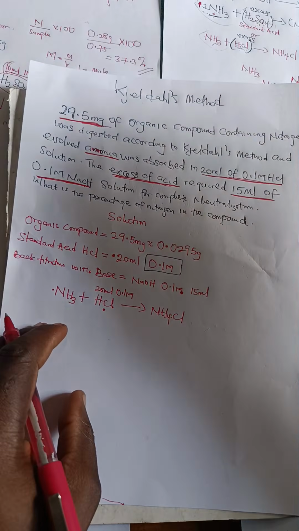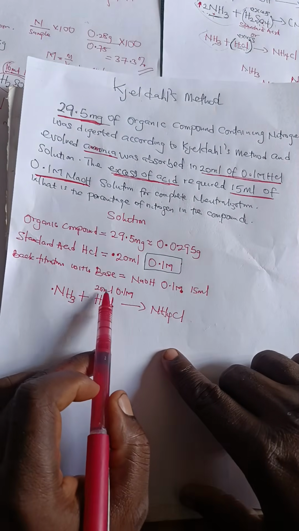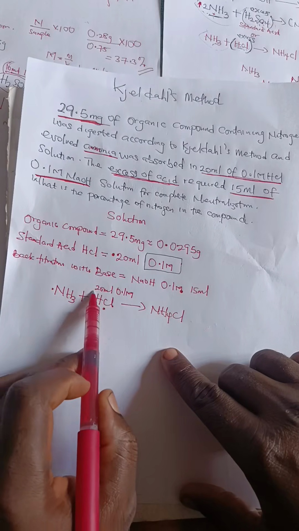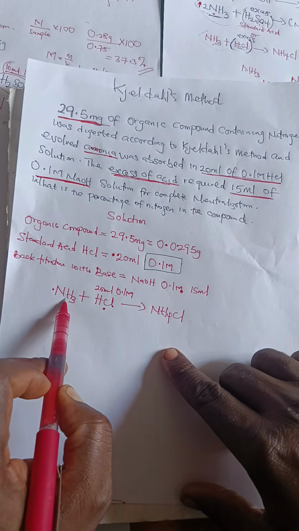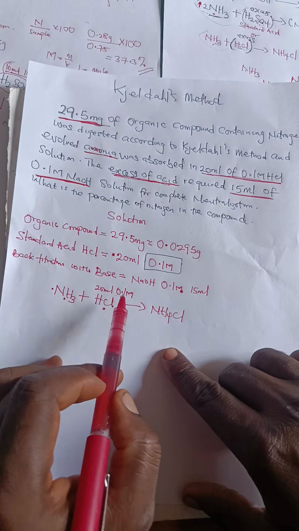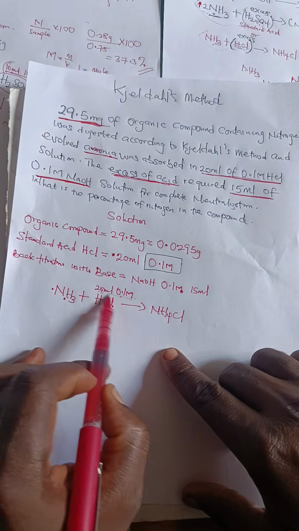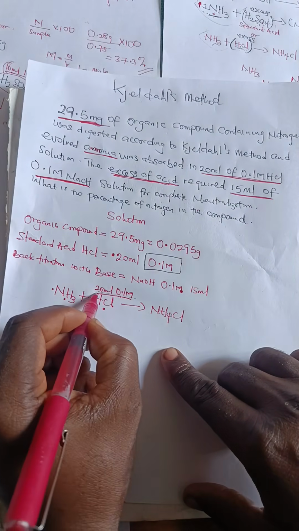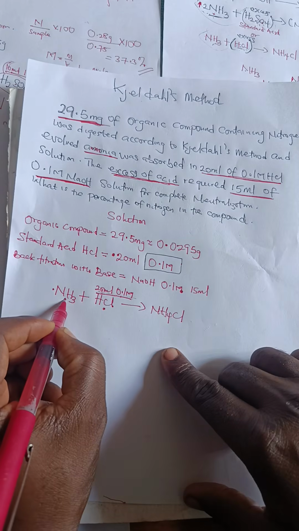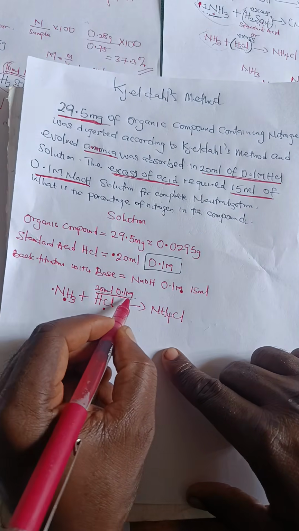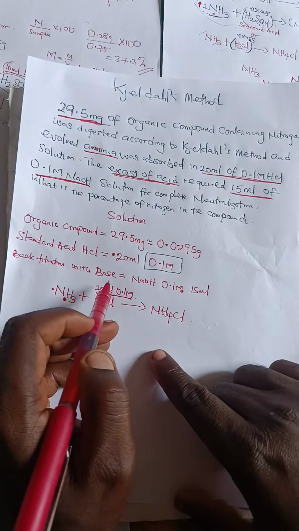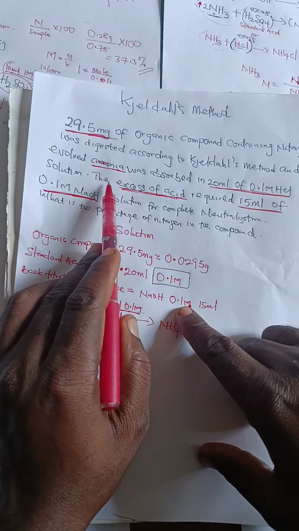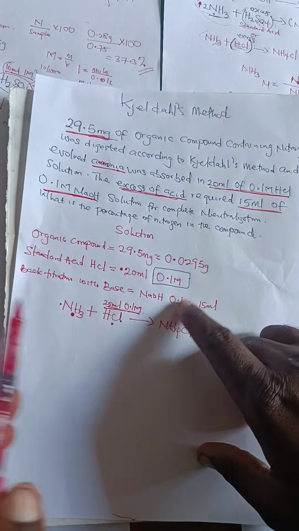In the previous question, all I did was convert the value given for H2SO4 to mole, and I used that value to get this value. But I can't do that now. Why? Because this value was not the exact value that neutralized this NH3. This value is in excess. How do I know? Because if you read the question forward, it says the excess of acid.